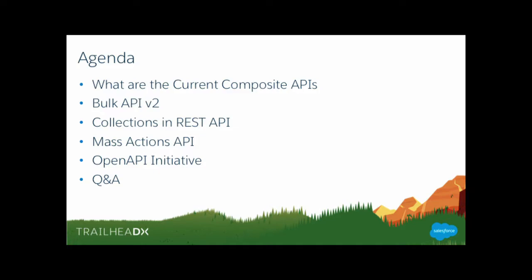So a quick agenda. We have about 38 minutes left. We're going to go through some of our composite APIs, talk about what we currently have, what we're looking at a little bit in the future. We're going to go through our bulk API v2, what we're looking at there, what we have in production today. We're going to talk about collections in the REST API, mass actions in the REST API, and the Open API initiative. So quite a bit of things. Maybe we'll have time for Q&A.